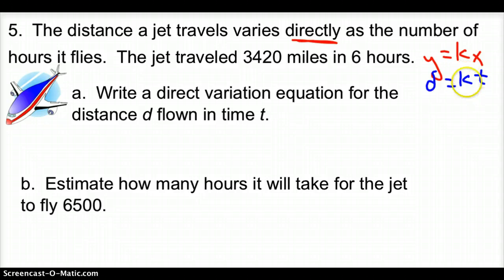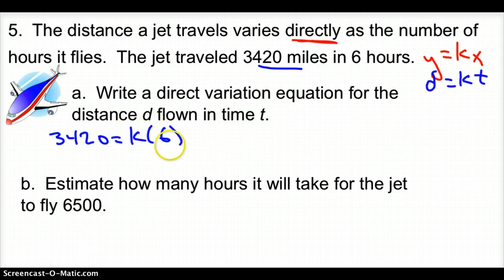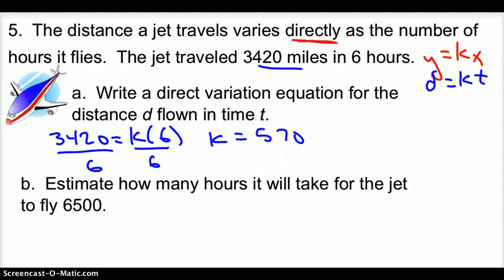How fast you're flying, rate, times your independent variable. So now I'm going to use d equals kt. So I put my miles in for my d because that is a distance. So it's 3,420 equals k, which we don't know, times how fast he flew it in, 6 hours. Solve for k. So divide by 6, divide by 6. And so now k equals, I believe that is 570.